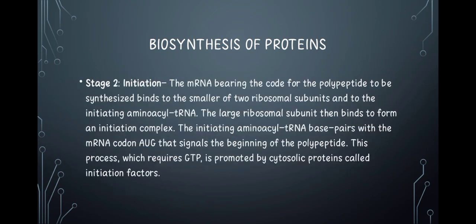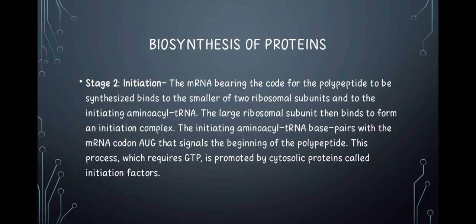Now the second step, which is initiation. The mRNA binds to the ribosomal subunits, both the larger and the smaller subunit, to form the initiation complex. The initiating aminoacyl tRNA base pairs with the codon AUG that signals the beginning. This stage requires GTP and initiation factors. Here the tRNA binds to the amino acid methionine, because AUG is the codon that codes for methionine.